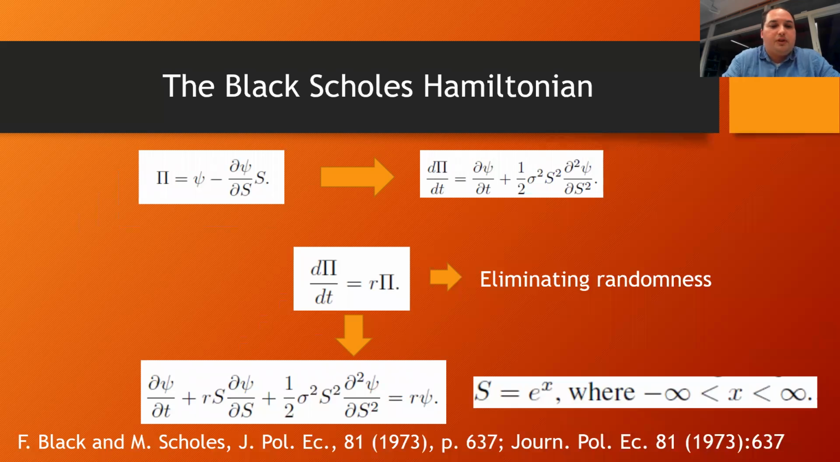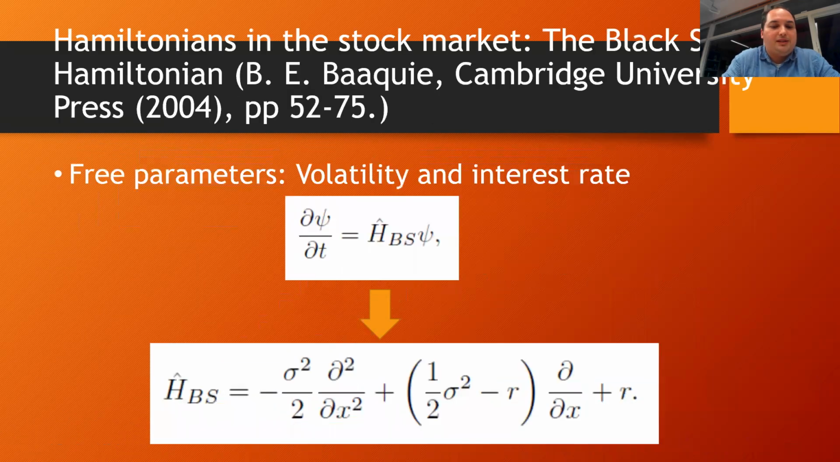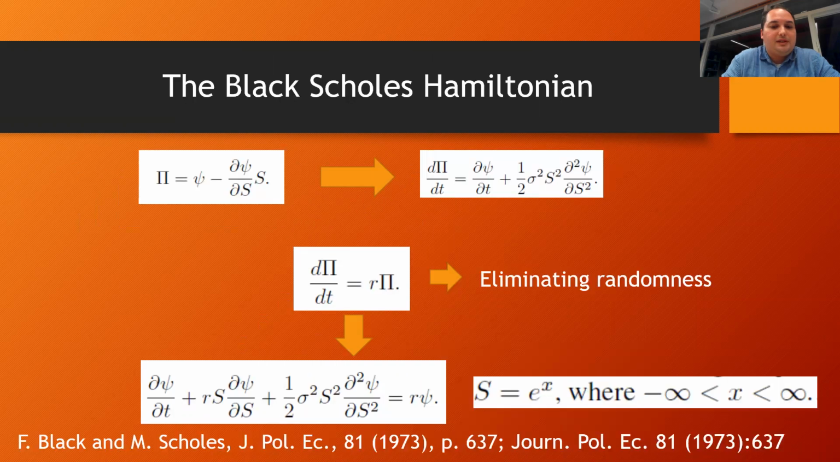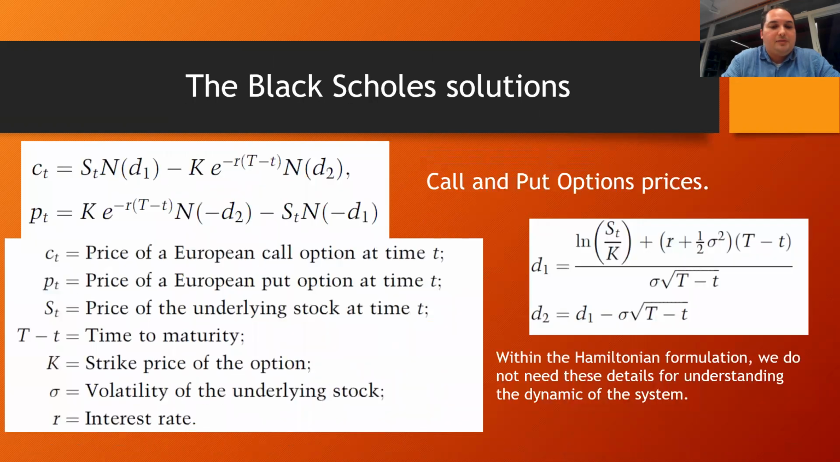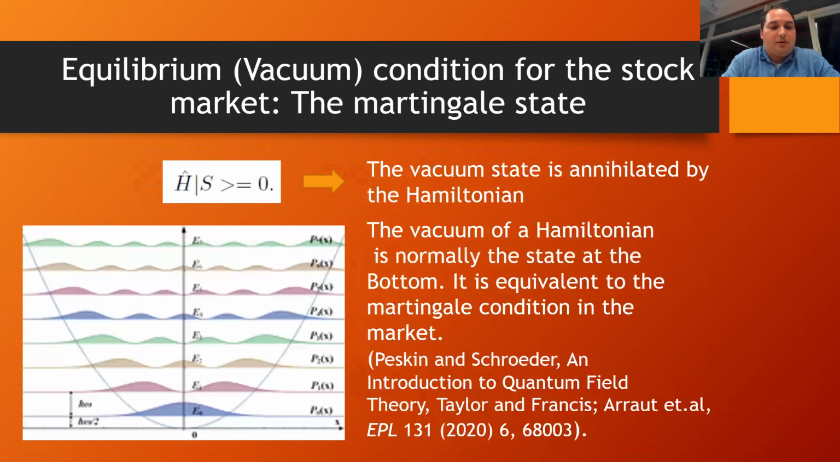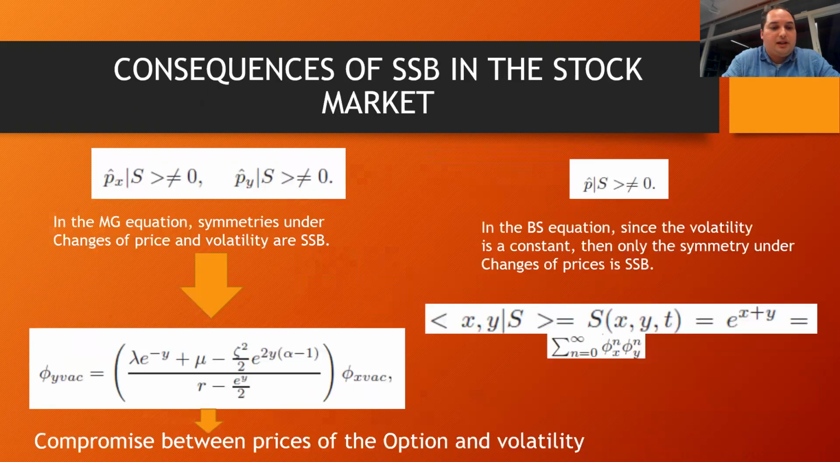Particularly, I explained before that in the Merton-Garman case, when you analyze the symmetry breaking patterns, we found a compromise between price and volatility. This can be tested with the data.